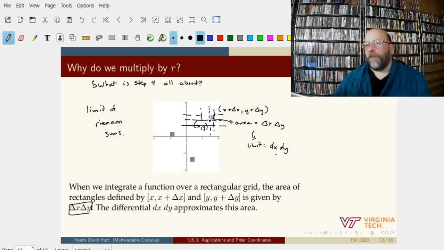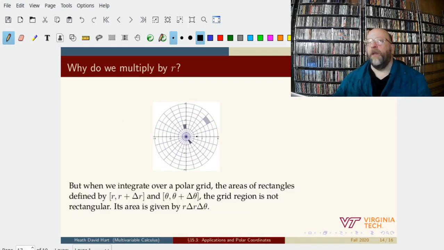But if we try this in polar coordinates, we're not on a rectangular grid, we're on a polar grid. And my shapes aren't rectangles, they're these little curved regions with straight sides. The sides are straight, but the outer boundaries are curved. And that area isn't just dx dy or dy dx, it's r times delta r times delta theta.